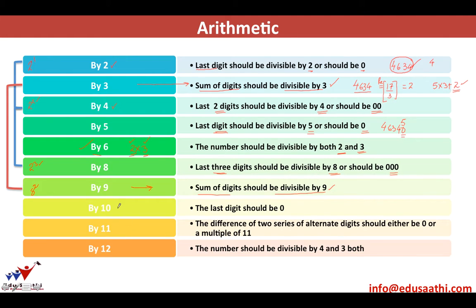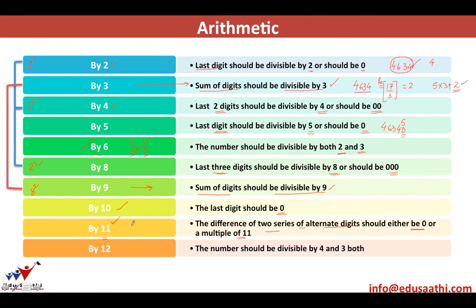Let's move ahead and look at the case of 10. The last digit should be 0. So if the last digit is 0, the number is divisible by 10. By 11, now this is very interesting. I will form two series of alternate digits. The second step would be the sum of the two series, which is what I will concentrate on. So the sums should either be equal, that means the difference should either be 0 or a multiple of 11.